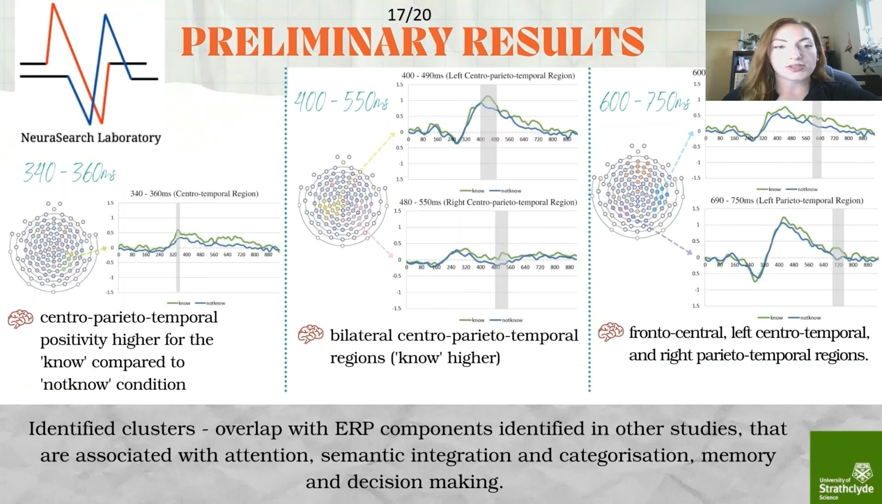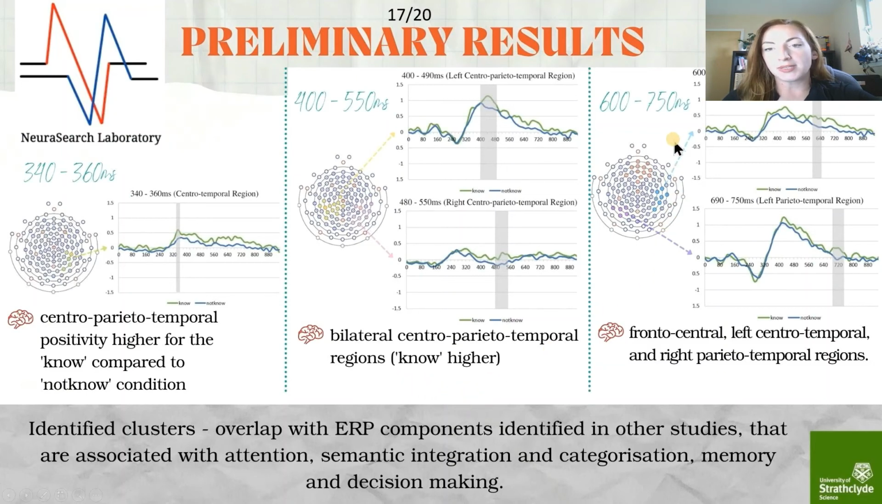Let's have a look at our results in more detail. For the first significant time interval, 340 to 360 milliseconds, we found a cluster in the central parieto-temporal region where the positivity was higher for the knowledgeable compared to the not knowledgeable condition. In the later interval, 400 to 550 milliseconds, we found 2 clusters in bilateral central parieto-temporal regions, and again positivity was higher for the knowledgeable compared to the not knowledgeable condition.